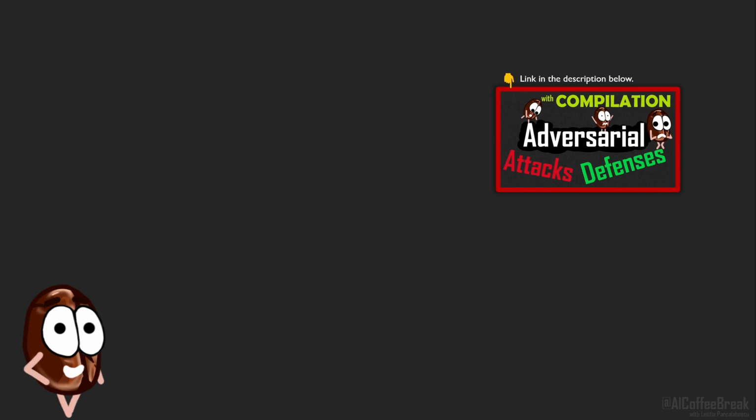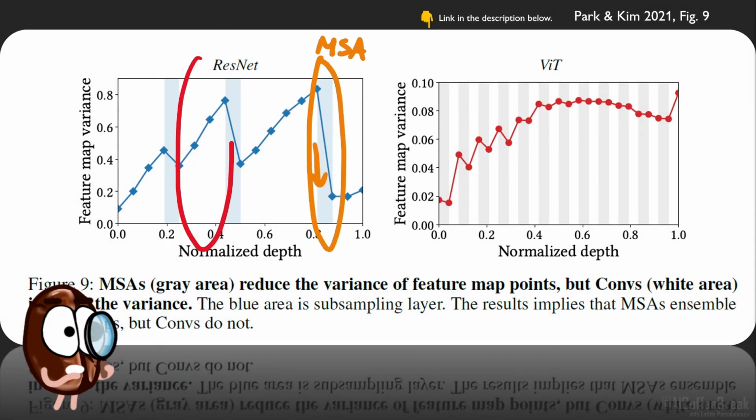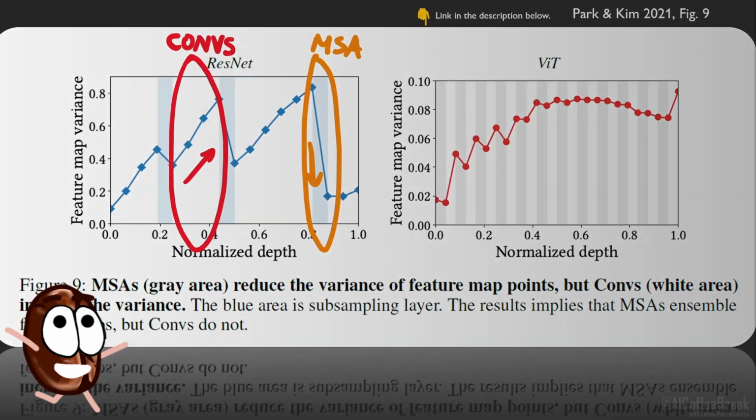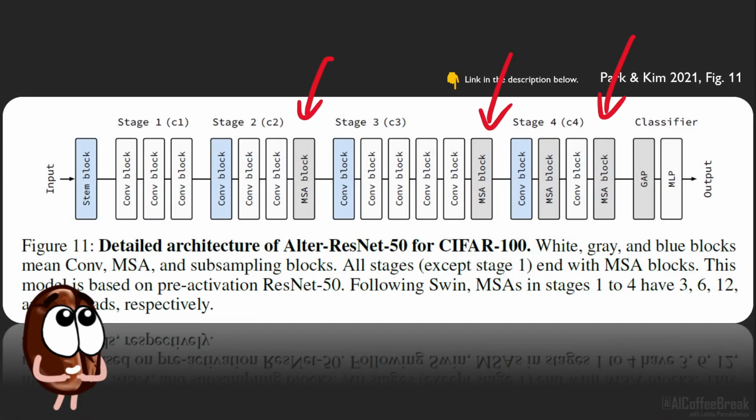And the last difference we will discuss here between MSAs and convs is that MSAs average feature maps and reduce the variance of the feature maps in an ensembling-like effect. The authors support this by showing how MSAs rather reduce the variance and convs and MLPs increase the variance in their experiments. So it is no wonder that based on this, the authors move on to the third question of the paper of how can we harmonize MSAs with convs, and propose AlterNet, which in a nutshell is a ResNet with MSA blocks after each stage, especially at late stages to reduce feature map variance.